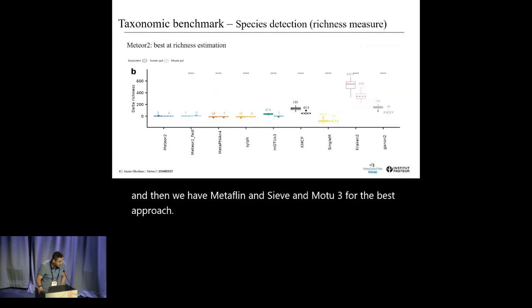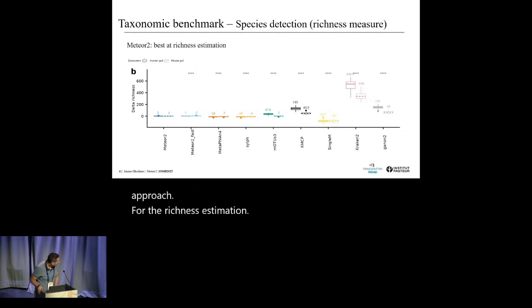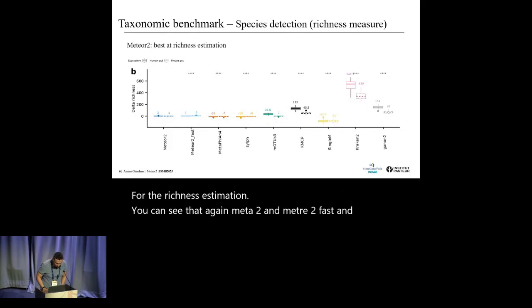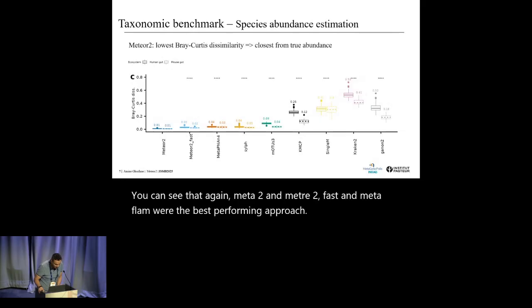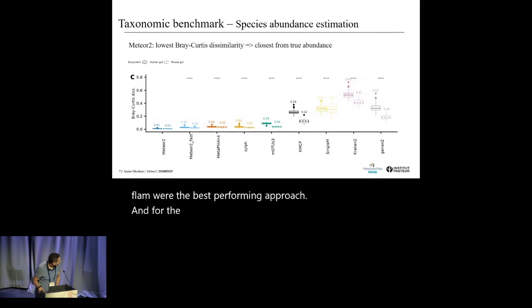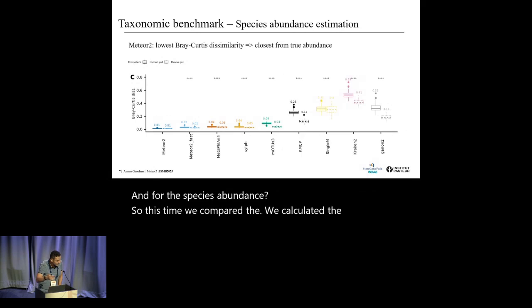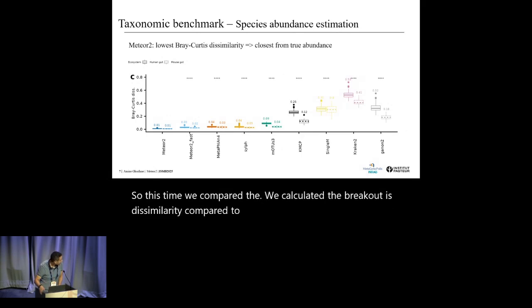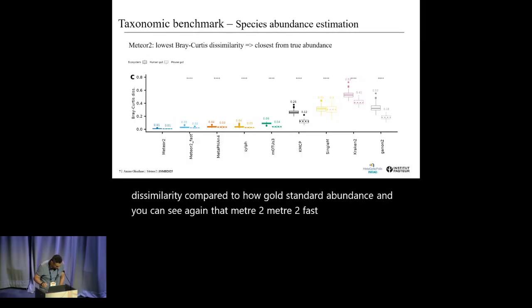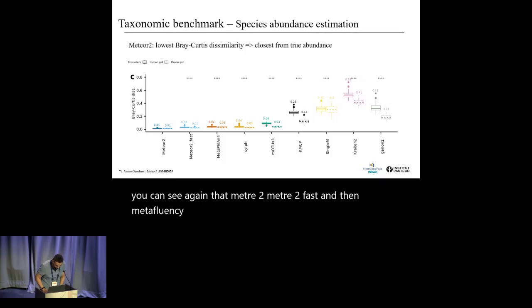For the richness estimation, you can see that again, Meteor2 and Meteor2 Fast and MetaPhlAn were the best performing approach. And for the species abundance, this time we calculated the Bray-Curtis similarity compared to the gold standard abundance. And you can see again that Meteor2, Meteor2 Fast, and then MetaPhlAn and Sylph were the best approach.